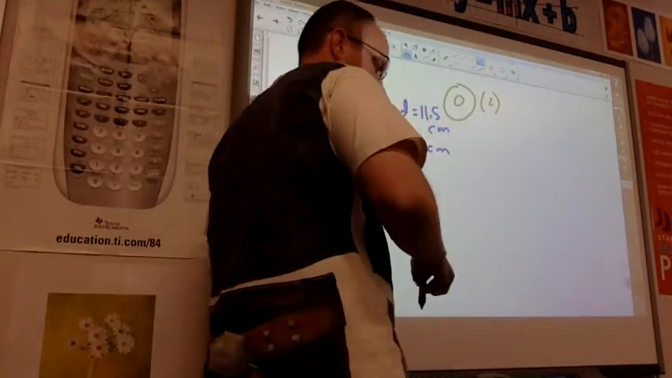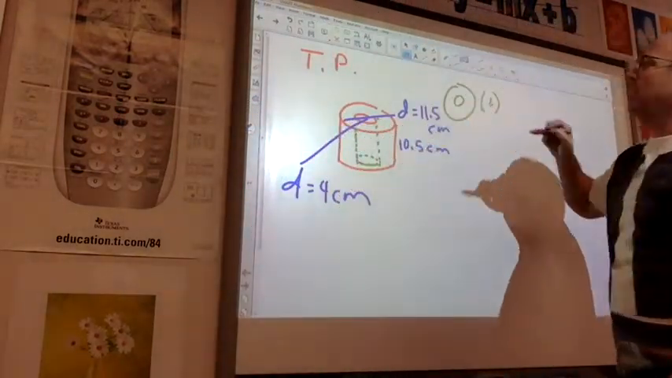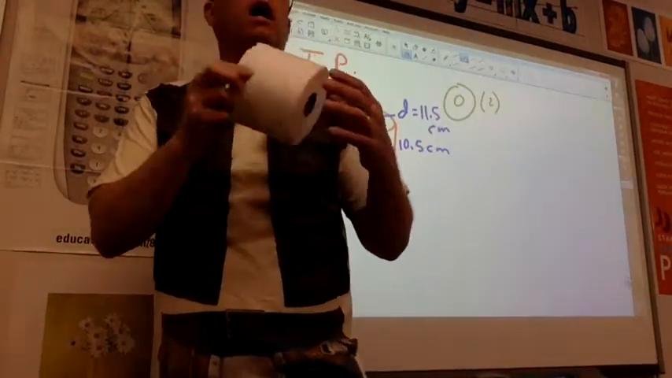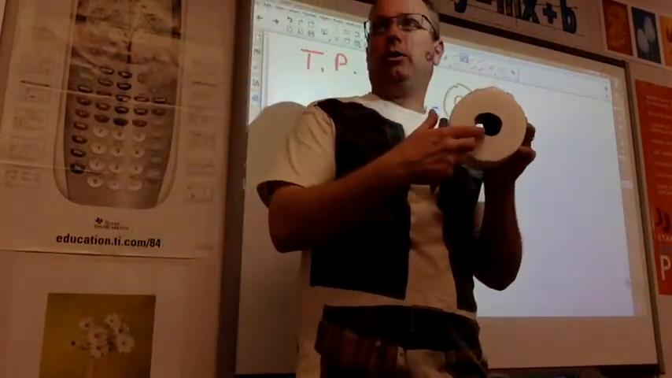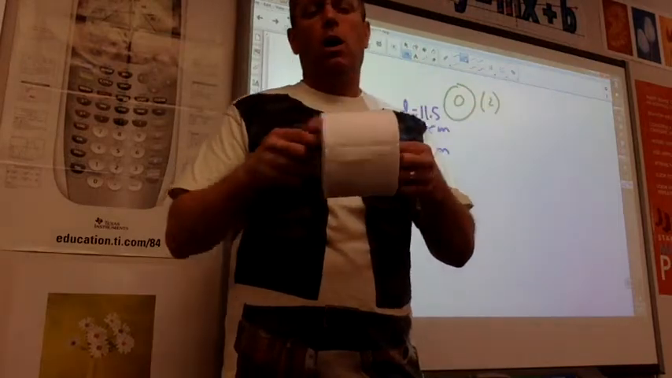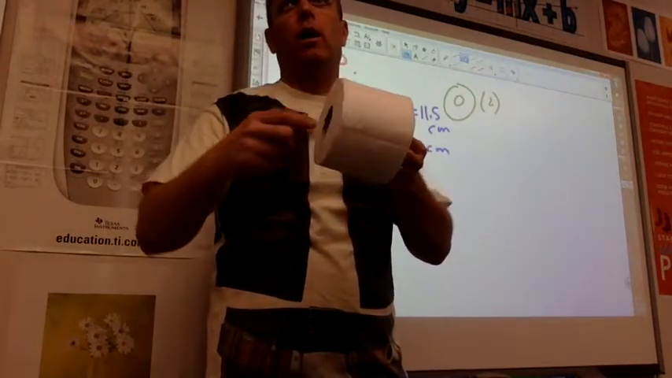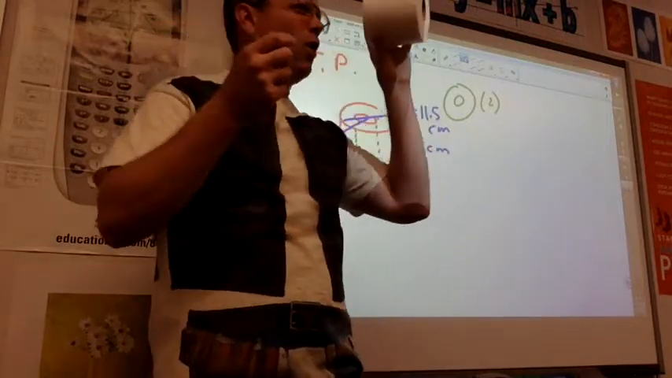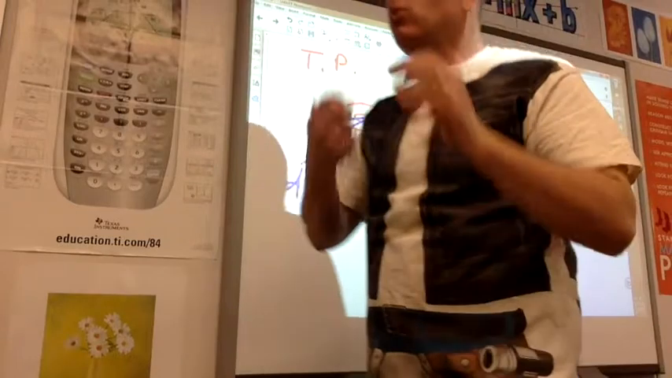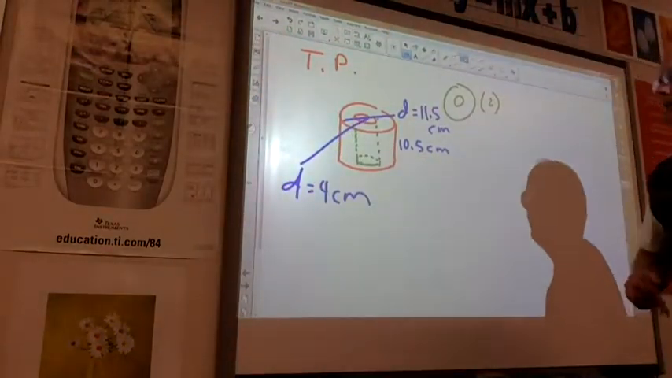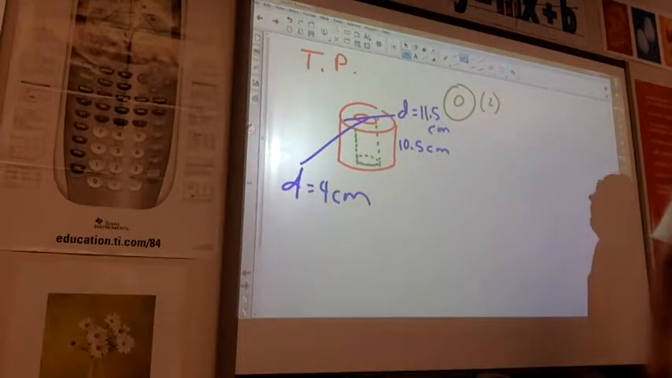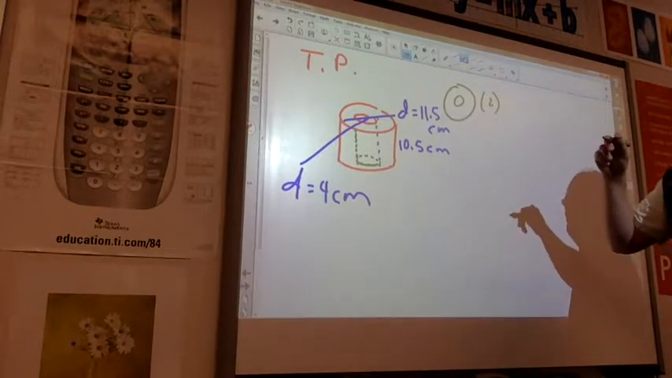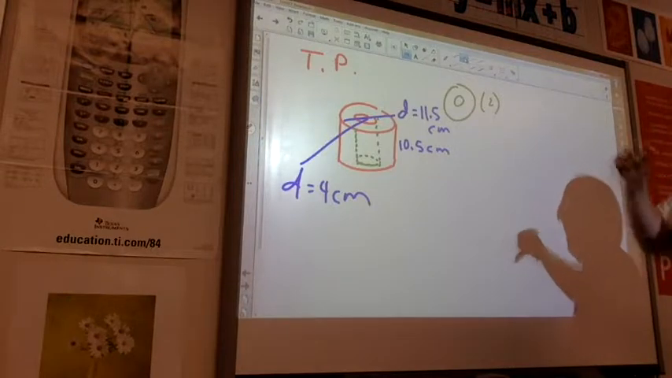All right. So I want to find the total surface area. So circle on top, circle on bottom. The surface all the way around, and the surface inside, in the hole. Find the diameter of the inner circle. The diameter of the inner circle is 4. The diameter of the big circle is 11.5.